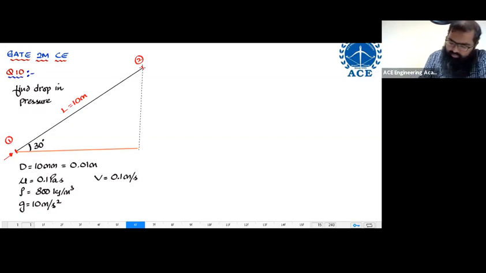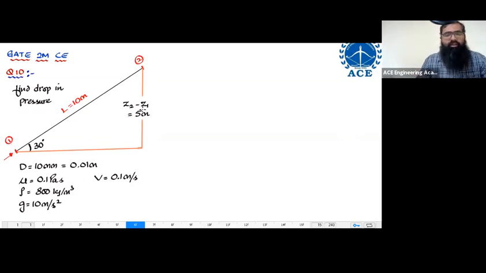Let us say, if I look over here, this distance is representing my datum difference. And this is equal to Z2 minus Z1. Now, 10 sine 30, everyone knows, that is equal to 5 meters. This will be very helpful for you. Datum difference, we know now. Now we have to find out the drop in pressure.